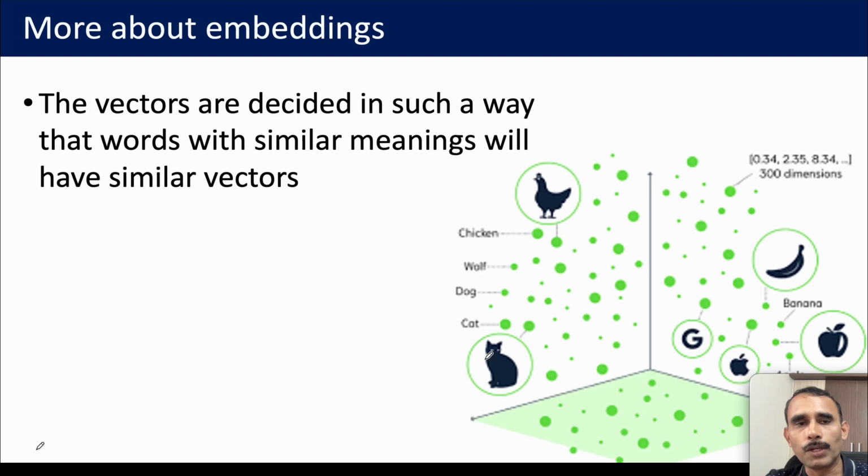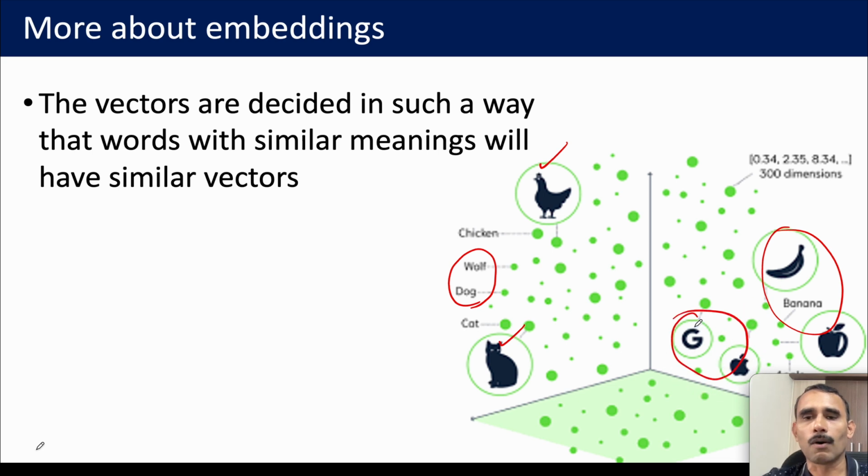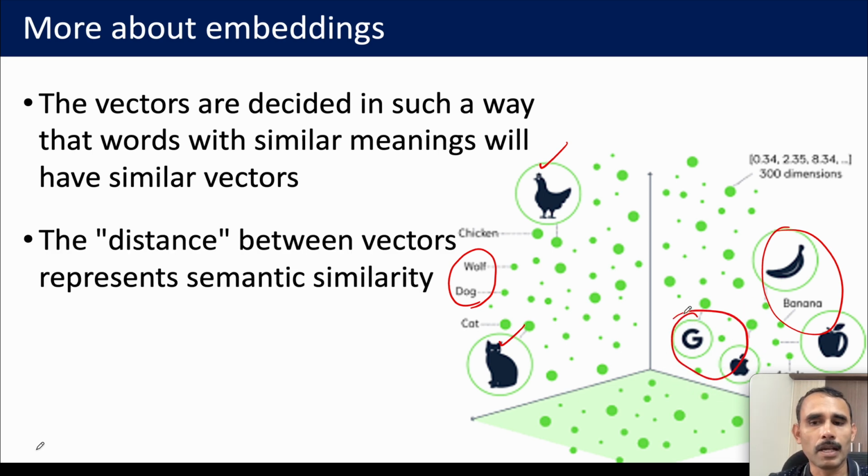We will see that. Now, when you are creating the embeddings or the word vectors, these vectors are designed in such a fashion that words with similar meanings or words which are used in similar context will have similar vectors. For example, hen, duck, or all the birds will have similar vectors, or all the pets may have similar vectors. Dog and wolf, because they are similar species, they will have similar vectors. Like that, all the fruits will be similar, all the companies will be similar, or all the country names will be similar, etc. The distance between the vectors represents the semantic similarity. So you would have already got it from what I explained.